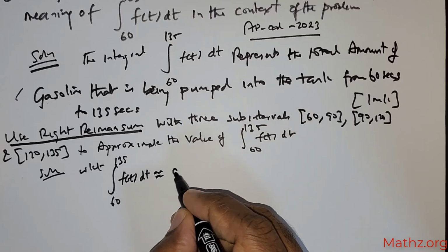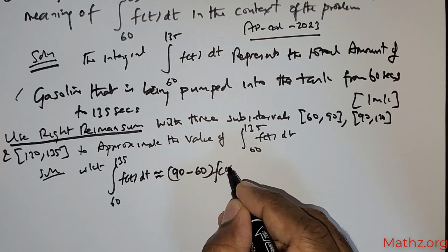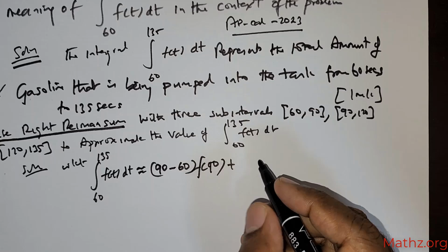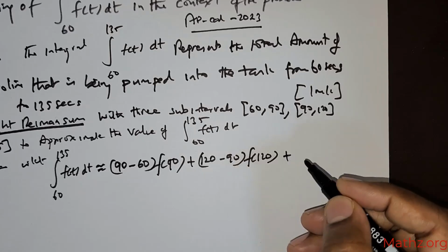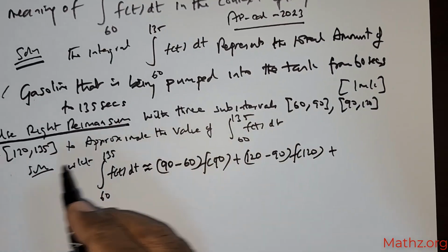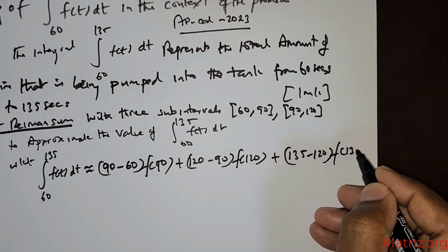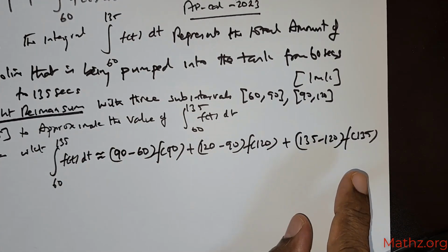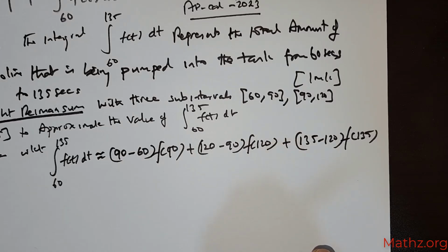So you place the first value, the larger value, which is 90, so 90 minus 60 multiplied with f of 90, the extreme value. This is added up with 120 minus 90 multiplied with f of 120, plus the final value, which is 135, so 135 minus 120 multiplied with f of 135. Now this is important. For this step they will give you 1 mark. If you do not write this step, you won't get that particular score. So make that a priority.